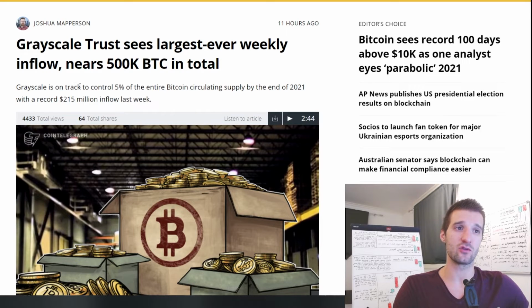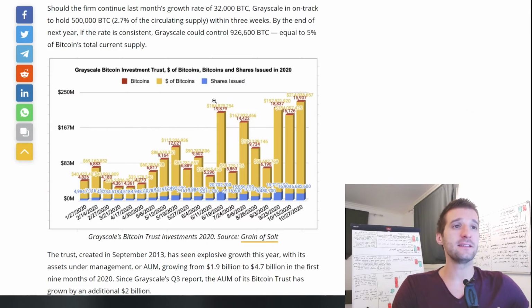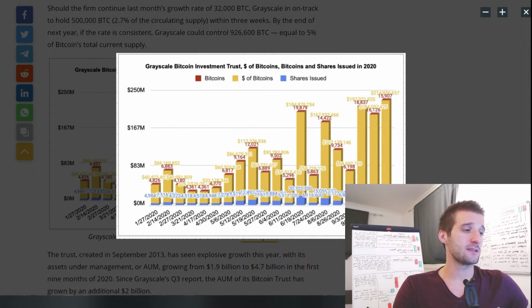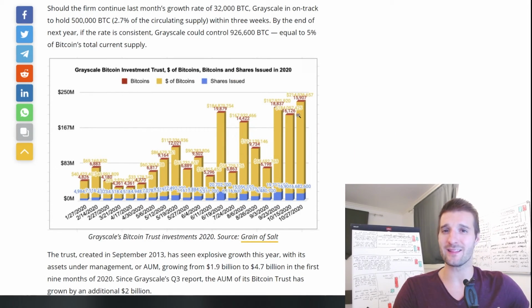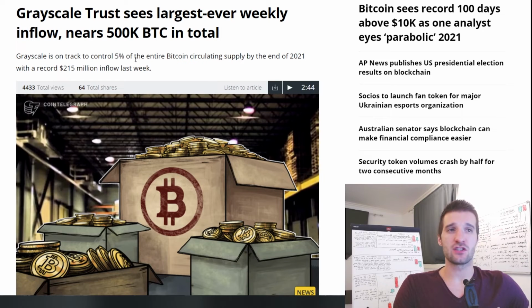Going to the next one, Grayscale Trust sees largest ever weekly inflow, nears 500,000 Bitcoins in total. Grayscale is on track to control 5% of the entire Bitcoin circulating supply by the end of 2021, with a record $2,015 million inflow last week. This is one of the charts that we can see. This is October 27th over here, which is pretty much last week, and this is the biggest inflow of money into Bitcoin from Grayscale. Some weeks were very low, and the previous 3 or 4 were very good, and it seems like they don't want to stop until the end of 2021, where they could hold somewhere around 5%.